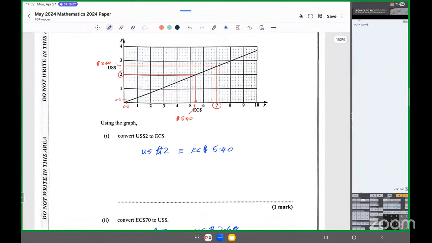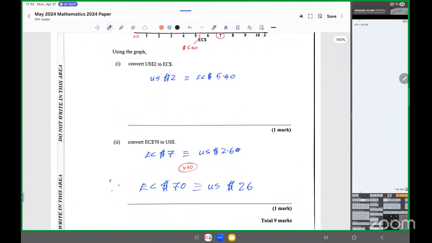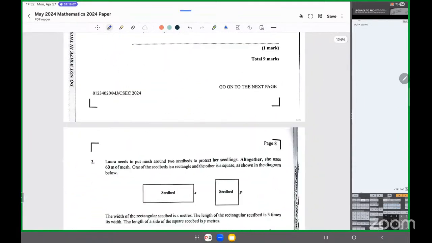Or some people find what $10 is and multiply it, so $70 is $10 seven times. You understand? You can do that too. But anyway, that's going to be it. All right. Next question.